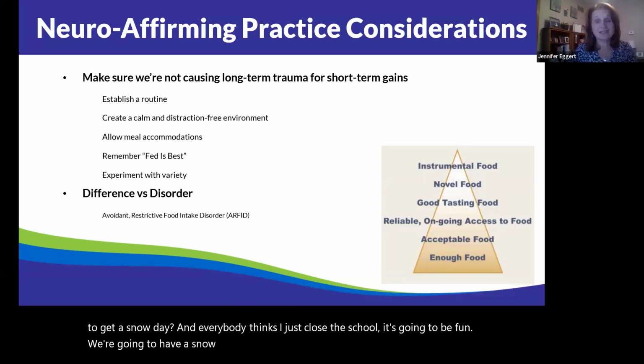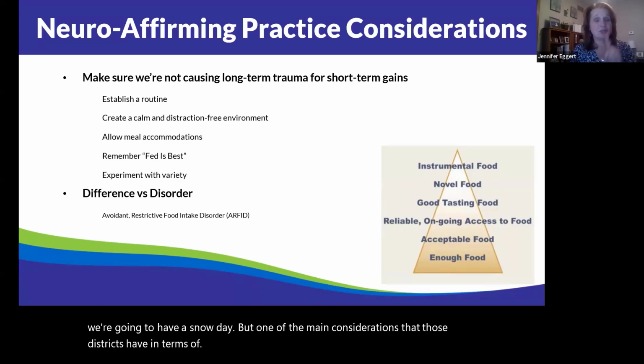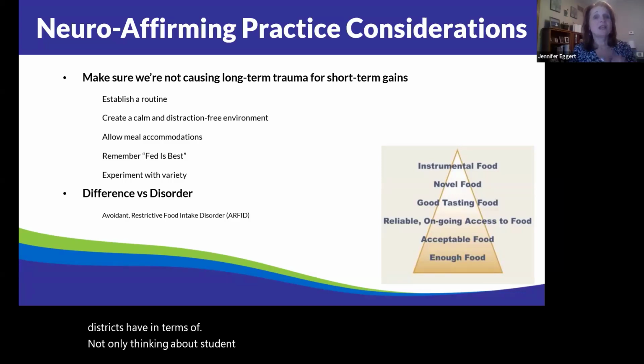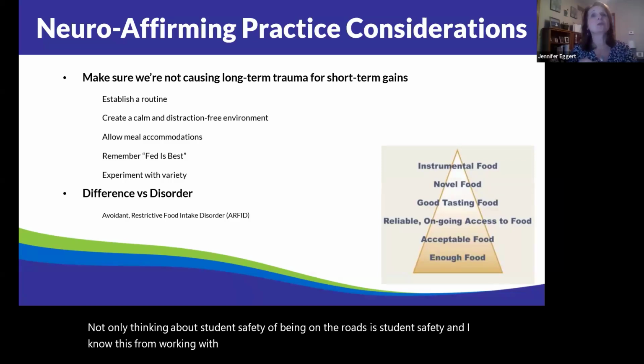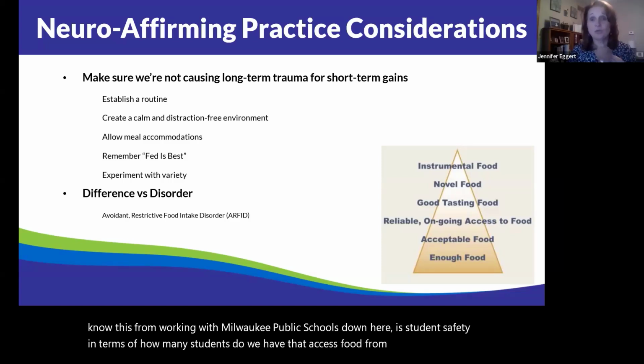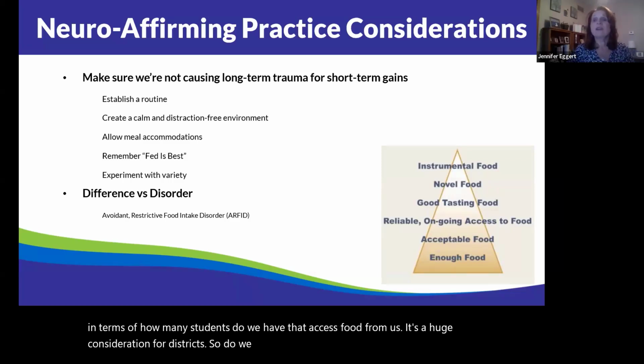But one of the main considerations that those districts have, not only thinking about student safety on the roads, and I know this from working with Milwaukee Public Schools down here, is student safety in terms of how many students we have that access food from us. It's a huge consideration for districts. So do we have enough food? Do we have acceptable food? Do you have food that you enjoy?